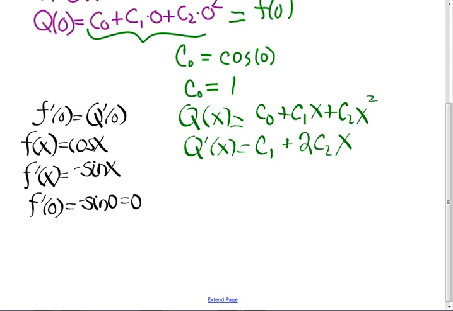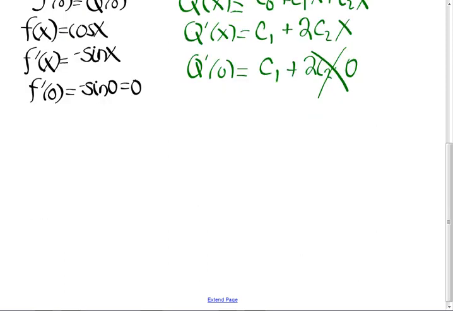So now what's q prime of 0? It's c1 plus 2c2 times 0. That goes away. So what's c1 equal to? c1 is equal to 0 because these must be the same.